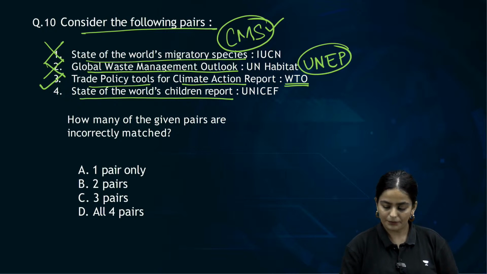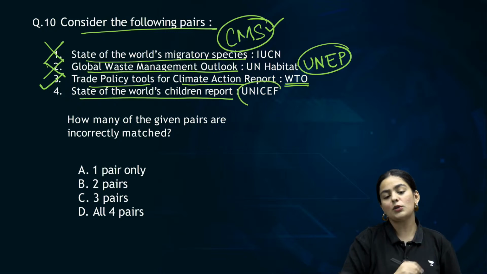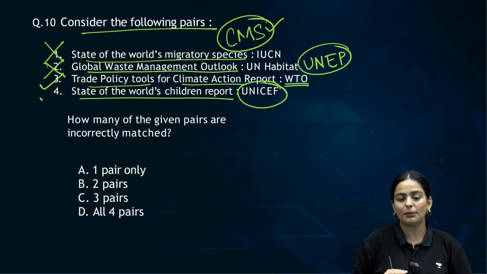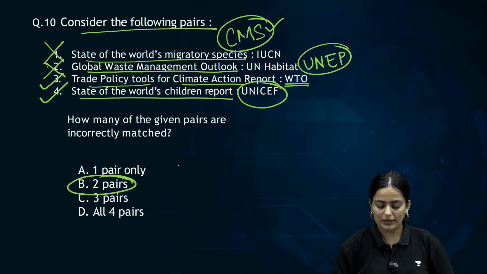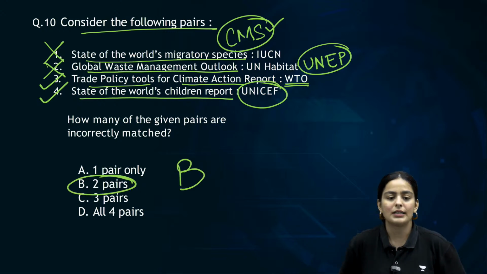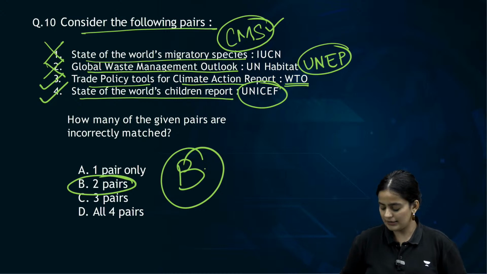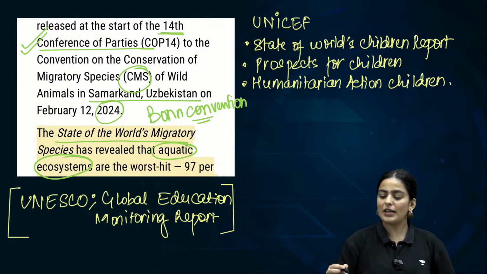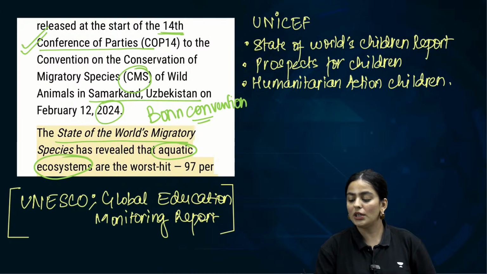Clear about this? That is why out of the 4 given statements, 2 pairs are correctly matched, making B our answer. Clear about this? Yes. So UNICEF is releasing the State of the World's Children.